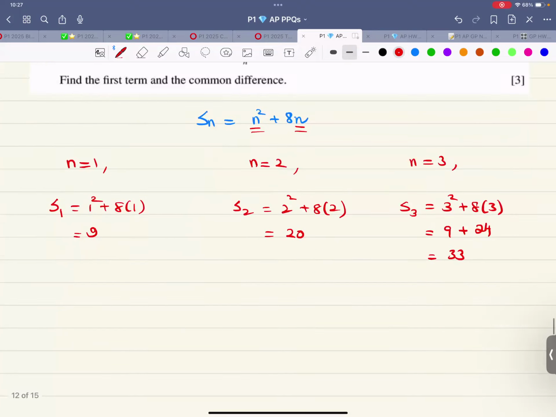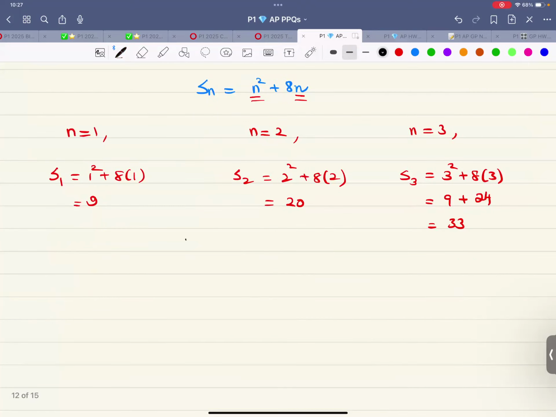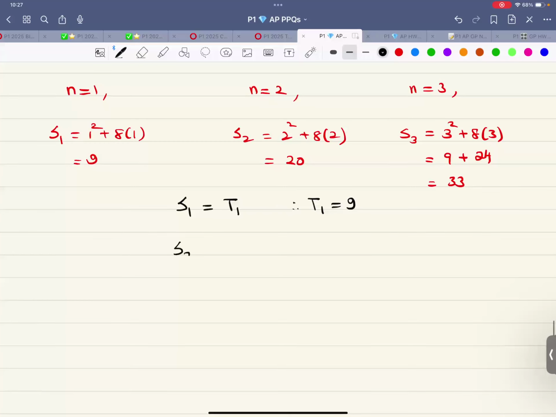33. That means the sum of one term is basically T1. So therefore, T1 comes out to be 9. Sum of two terms is T1 plus T2. So T1 plus T2 comes out to be 20. Therefore, 9 plus T2 is 20. Therefore, T2 comes out to be 11.